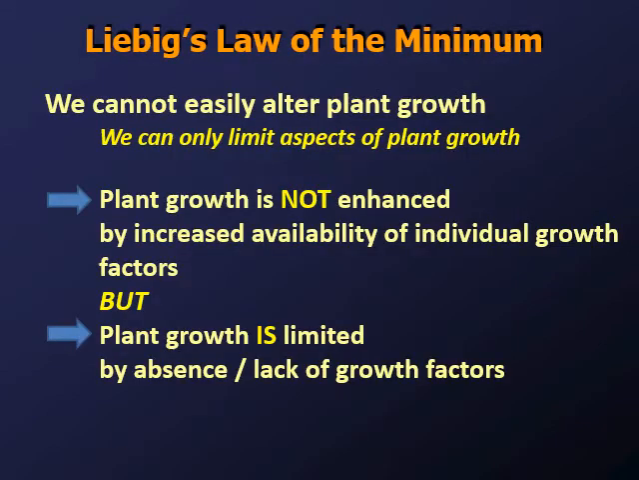So as far as this sort of philosophy of Liebig's law, I just want to stress one more time, right? You can't alter plant growth in the sense that you can't make it do something it's not genetically programmed to do. Right? So plant growth is not enhanced, rather it is limited. So the less we limit our plants, the fewer mistakes we make, the closer we will be to the maximum potential genetically that plant can achieve.